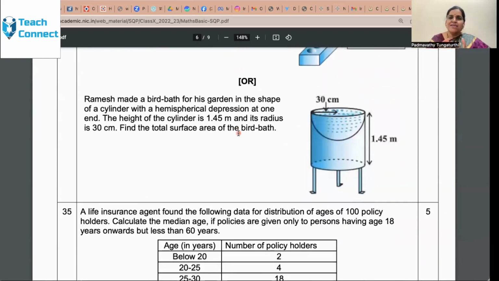Again, make a cylinder, scoop out this amount of volume of the bird bath over here, water which the bird is drinking. Then the child will know exactly. Visualization is very important for solving these geometry problems or solving these mensuration problems.